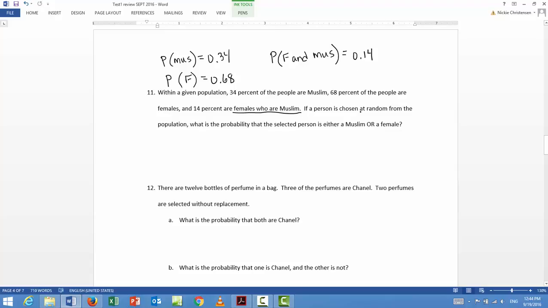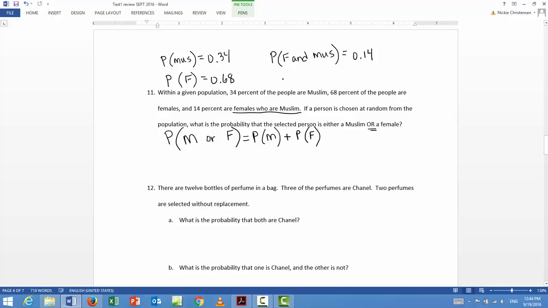Then we're asked if a person is chosen at random from the population, what's the probability this selected person is either a Muslim or a female? Okay, so it's asking for the probability of Muslim or female. Okay? So we know that or means plus. So this is going to be probability of Muslim plus probability of female.